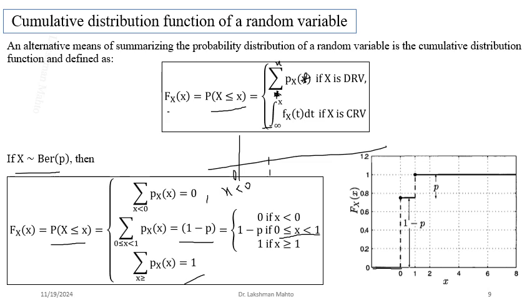A jump is what, leftward or rightward? If you define a jump, then it should have some kind of jump point. Which jump point are you taking? Rightward. You see here the dark circle, so a rightward jump is there. And here also at x equal to 1, it is taking this jump. So the maximum value of the CDF is 1, the minimum value is 0. It will take values between 0 and 1. So this kind of situation is observed.